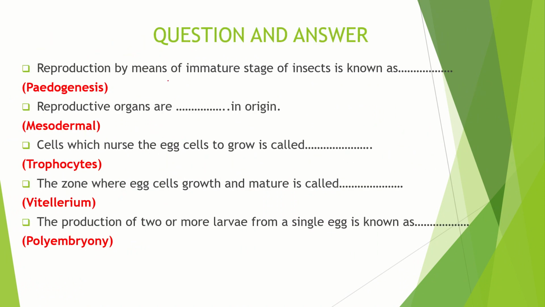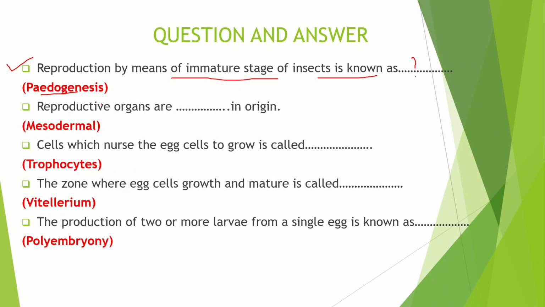So today's class is here, and this is the total topic on the female and male reproductive system of insects. There are some question answers that are very important for the GATE exam, MSc entrance exam or your semester exam. The first question: reproduction by means of the immature stage of an insect is known as what? This is called pedogenesis.